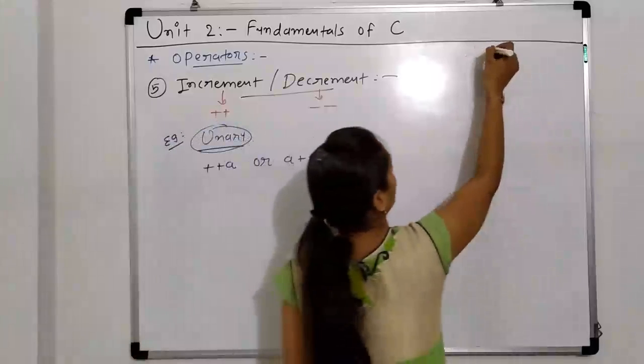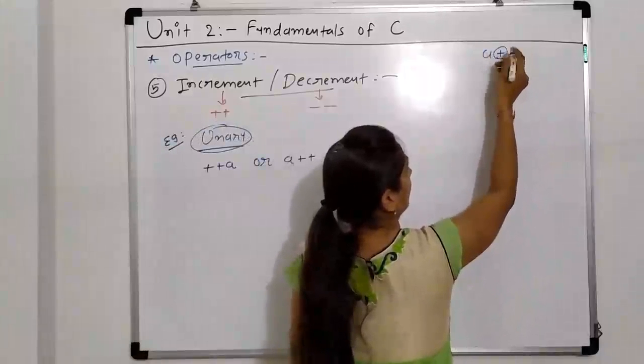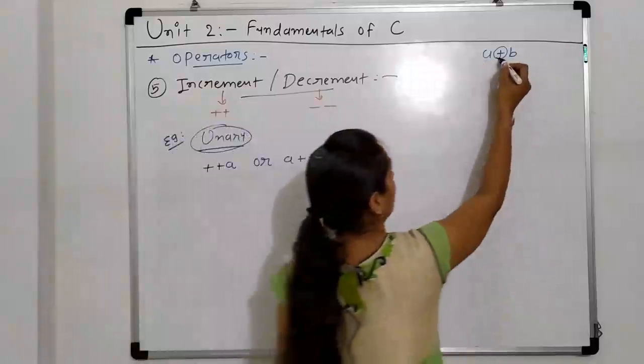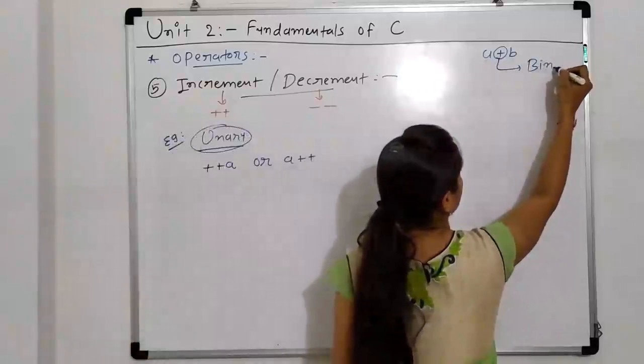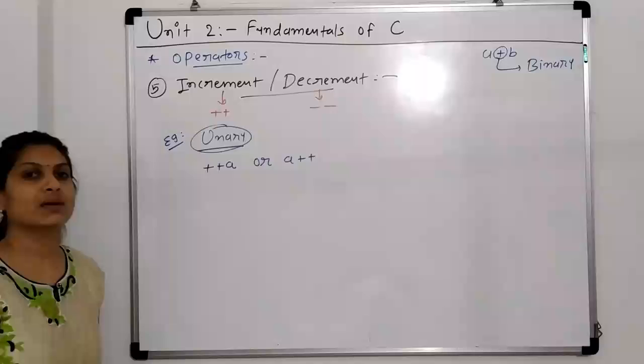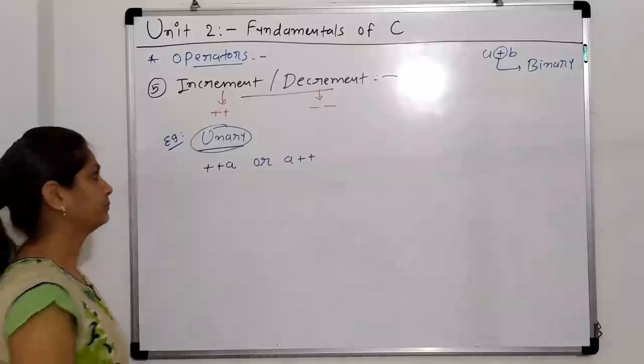For example, a plus b. So the operator is arithmetic and variables are there on both sides. So it is known as a binary operator. But the increment and decrement operators are unary operators.